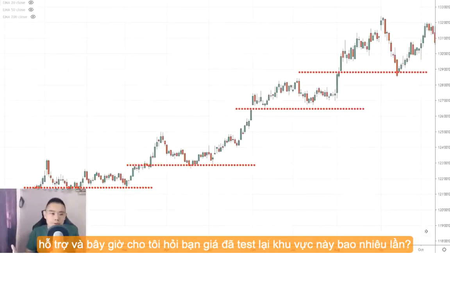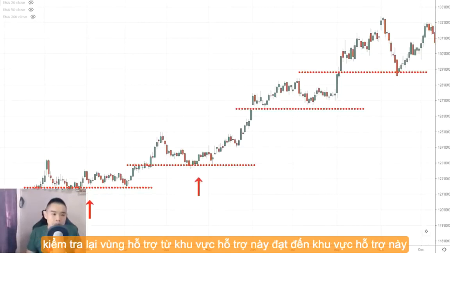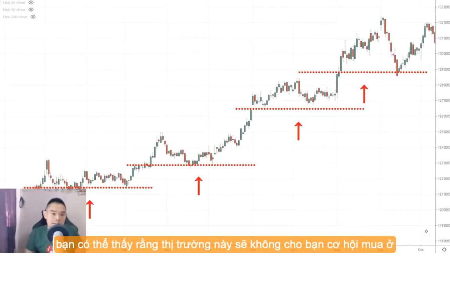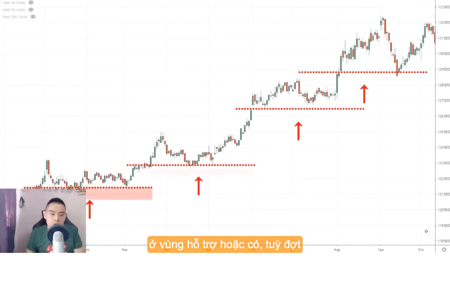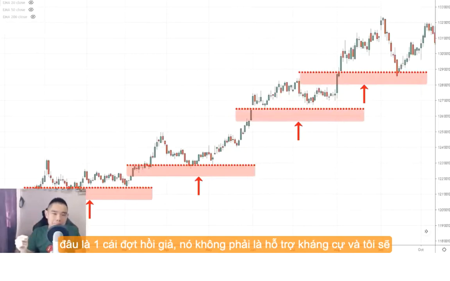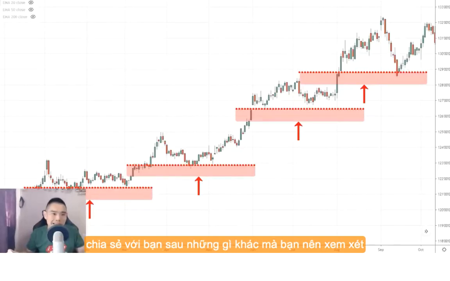And now, let me ask you, how many times did the price retest this area of support, retest this area of support, retest this area of support? Based on the chart that we are looking at right now, you can see that this market wouldn't give you an opportunity to buy at support. So this should really make you think that when I want to trade pullback, it is more than just support and resistance. And I'll share with you later what else you should be looking at.